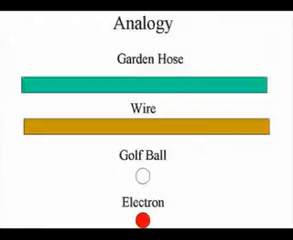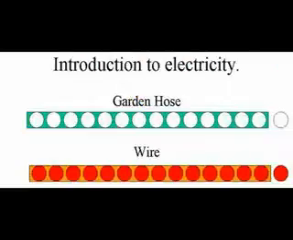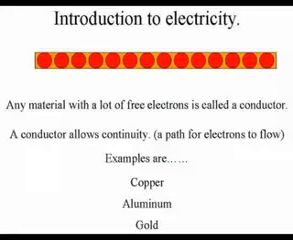To explain these three things, we're going to use an analogy. We have a garden hose that's going to represent our piece of wire, and a small golf ball to represent the electron. We're going to take a bunch of these golf balls and fill the garden hose up from one end to the other. This is going to represent our piece of wire, which is filled with electrons from one end to the other. A piece of wire, for our example, is a good conductor.